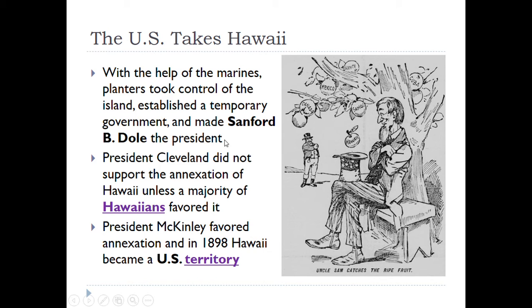Now, I want to point out this cartoon here. Many students have told me in the past on the end of course exam, there are cartoons like this one. You see Uncle Sam, and the caption says Uncle Sam catches the ripe fruit. So he's got his hat out, and he's looking to catch all these pieces of fruit. But each piece of fruit represents a different territory that the U.S. might want to take on. So if you see a cartoon like this, you know it's about American imperialism, about territories the U.S. is looking to acquire. Alright, so that's the story in Hawaii, and we talked about Alaska.